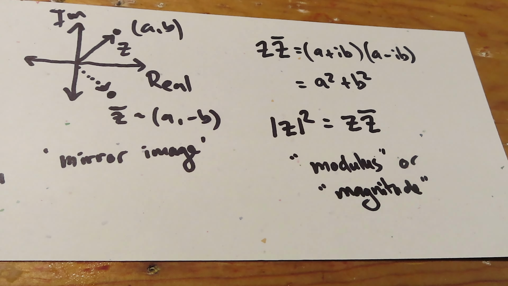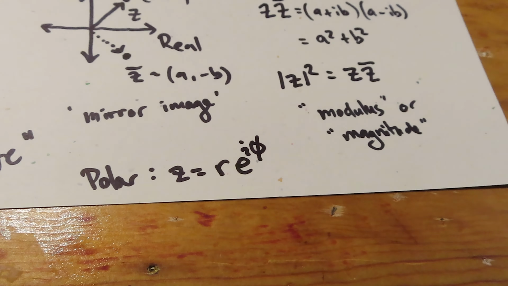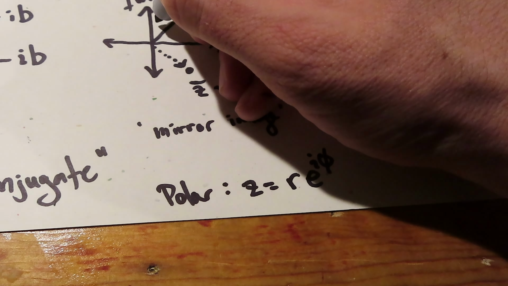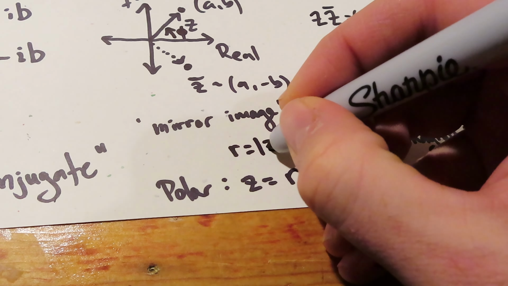Incidentally, the modulus is useful in defining yet another representation of the complex numbers, that one using polar coordinates. Here r is the modulus of z, and the angle in the plane, the arctangent of b over a, is called the phase. Engineers will sometimes call this the phasor representation.